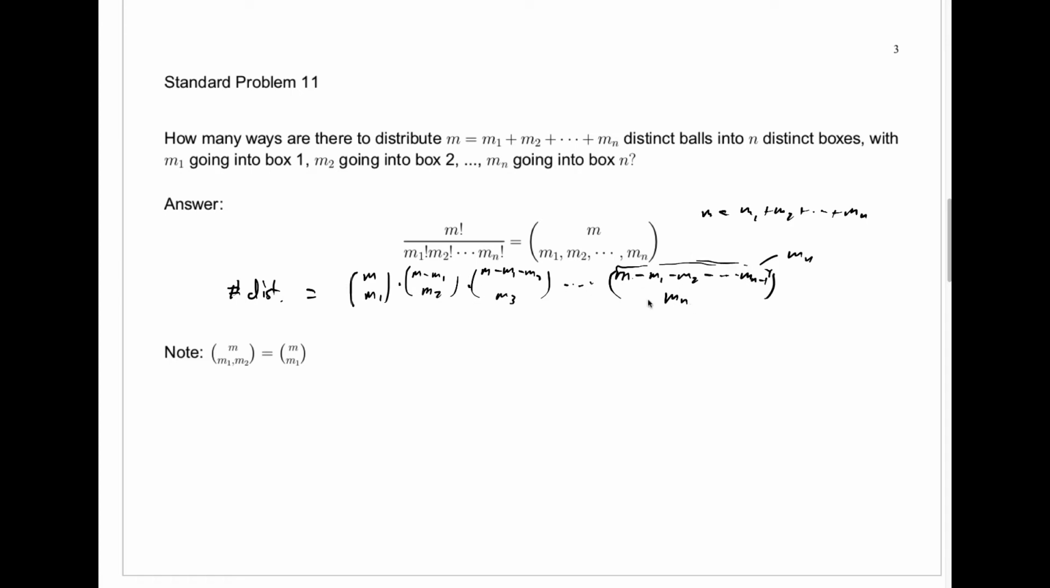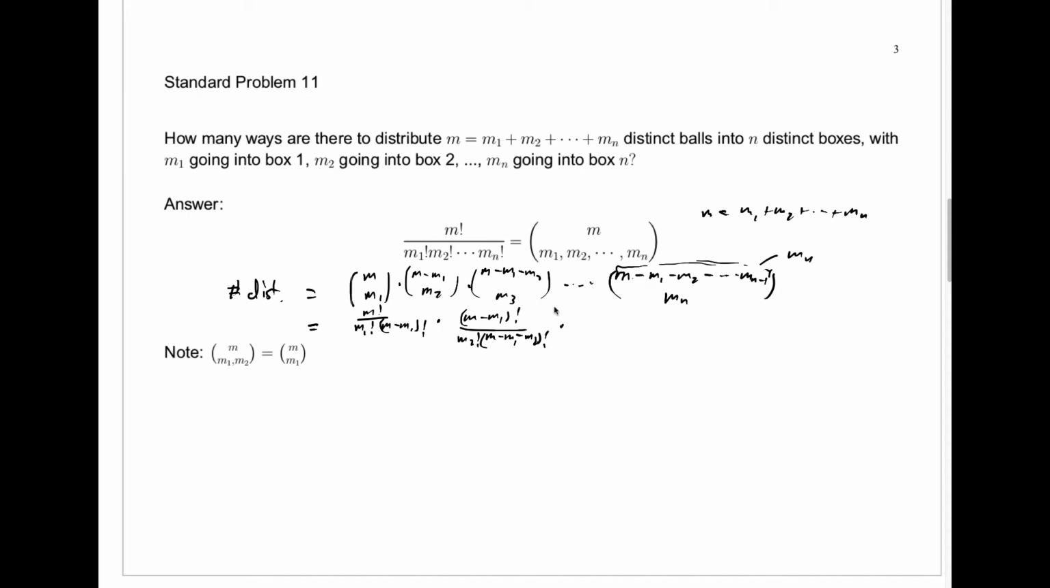And can we just multiply all these together? The answer is yes. The first combination number is M factorial over M1 factorial times M minus M1 factorial. The second combination number is M minus M1 factorial over M2 factorial times M minus M1 minus M2.